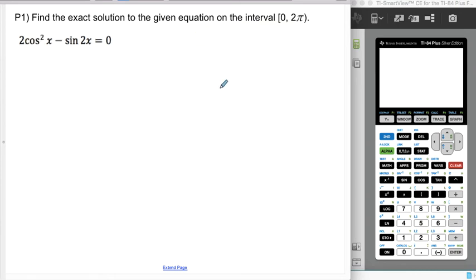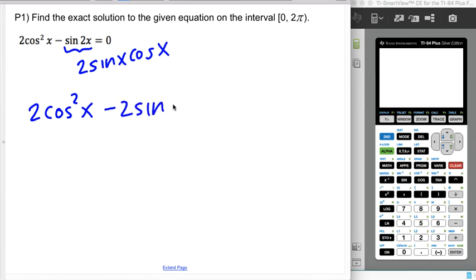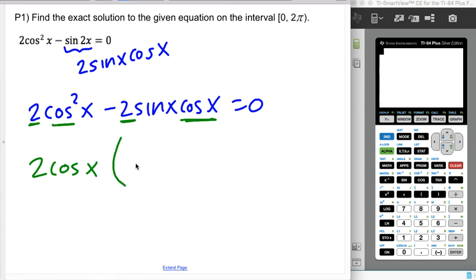All right, so you're going to go ahead and give the same thing a try, right? Again, the trick here is that I want to use the formula 2 sine x cosine x because I can't deal with that sine of 2x. So 2 cosine squared x minus 2 sine x cosine x. I see that there's a GCF of a 2 and a cosine, so I take out a 2 cosine of x, and what seems to be left is cosine of x minus sine of x.